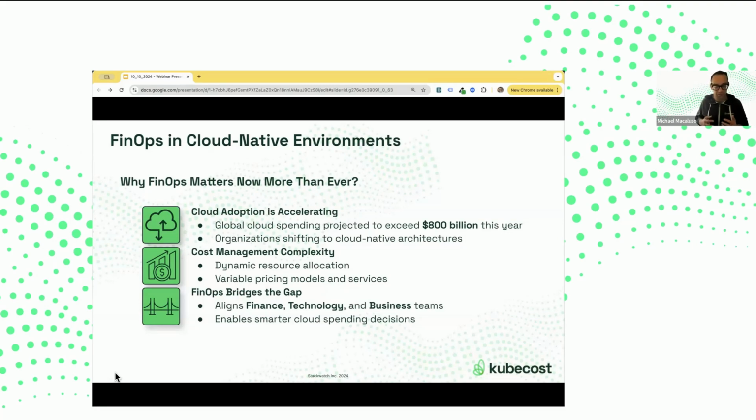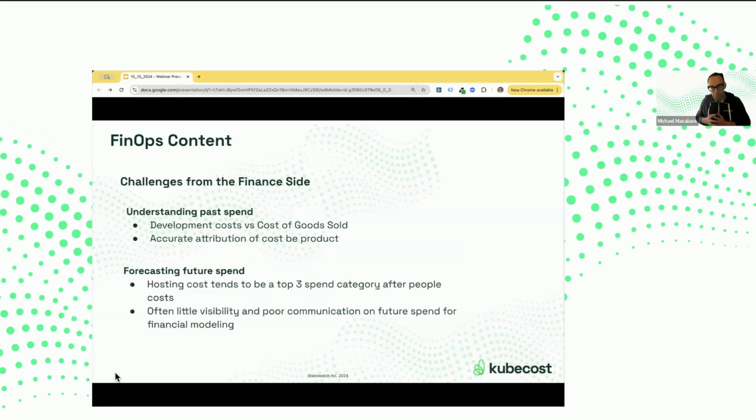Everybody wants better visibility into where resources are going, where money is going, and we just want to make sure those cloud investments are delivering the best possible outcome. So that's really about getting a FinOps practice together and getting these folks across finance, tech, and business all working together.